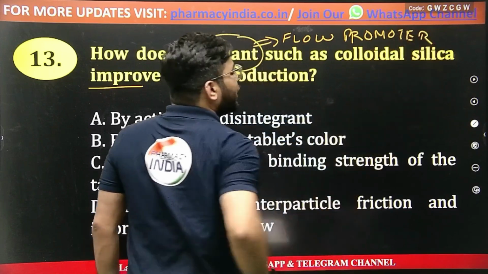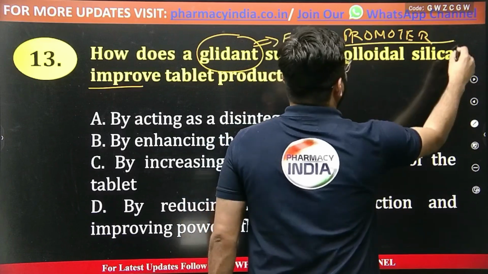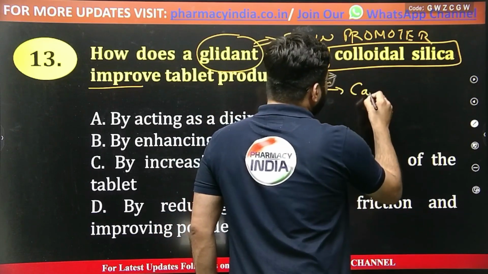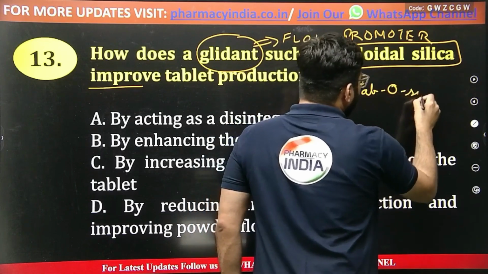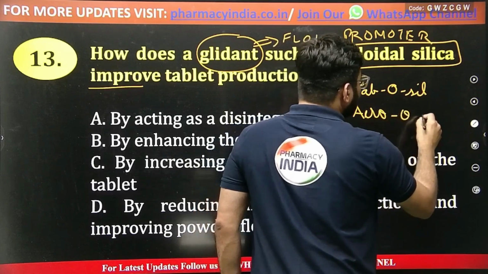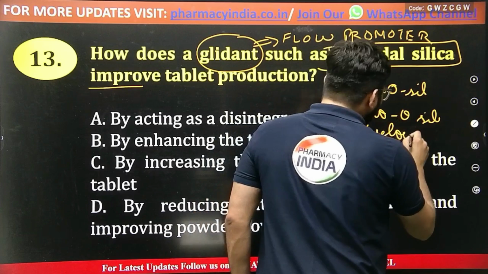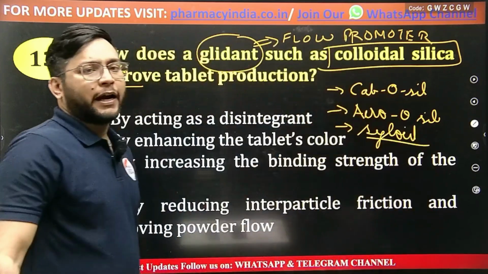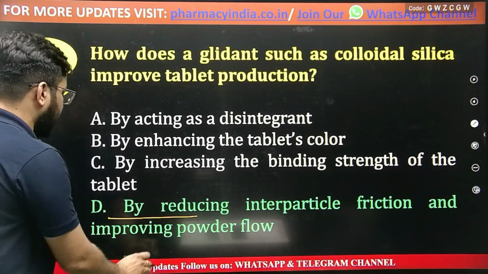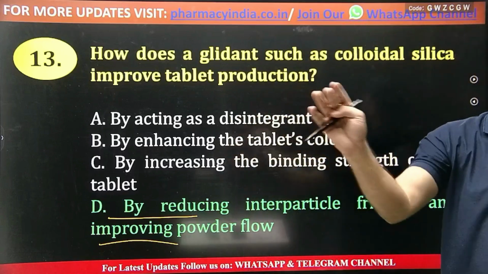Yes. And colloidal silica derivatives, there are 3 examples under colloidal silica: Carbosil, Aerosil and Siloid. These 3 are colloidal silica derivatives, and the answer is that by reducing interparticle friction the glidant will work. Glidant is nothing but a flow promoter.